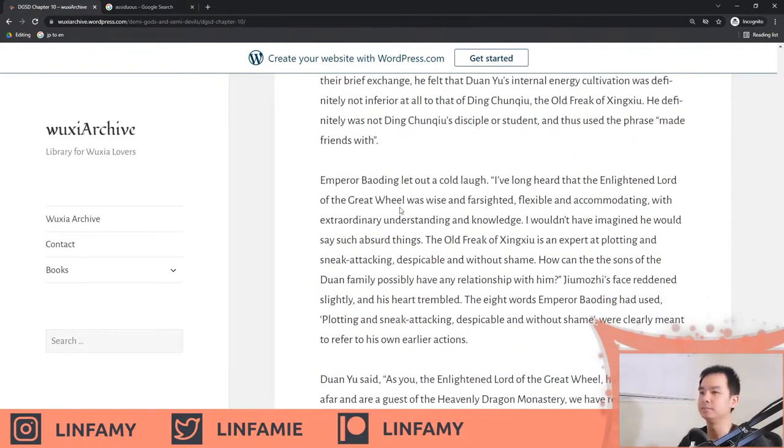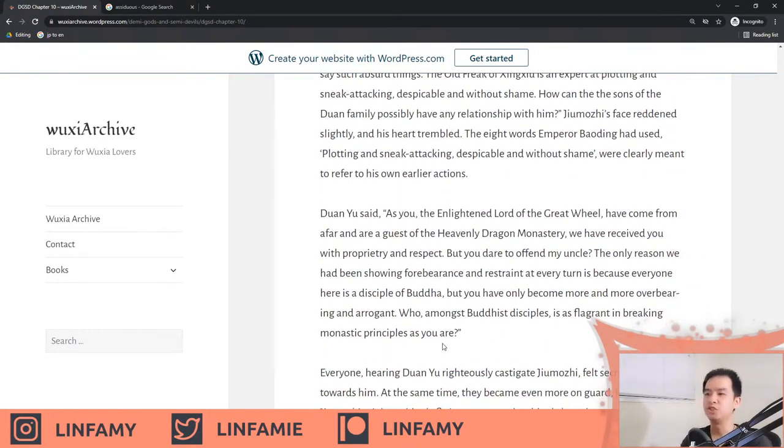Emperor Baoding let out a cold laugh. "I've long heard that the enlightened lord of the Great Wheel was wise and far-sighted, flexible and accommodating, with extraordinary understanding and knowledge. I wouldn't have imagined he would say such absurd things. The old freak of Xingxiu is an expert at plotting and sneak attack, despicable and without shame. How can the sons of the Duan family possibly have any relationship with him?" Jiumotsu's face reddened slightly and his heart trembled. The 8 words Emperor Baoding has used, plotting and sneak attacking, despicable and without shame, were clearly meant to refer to his own earlier actions.